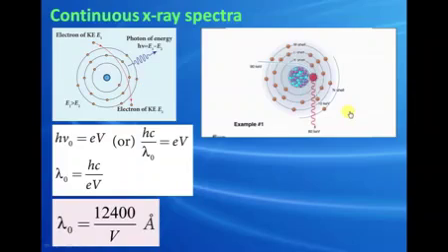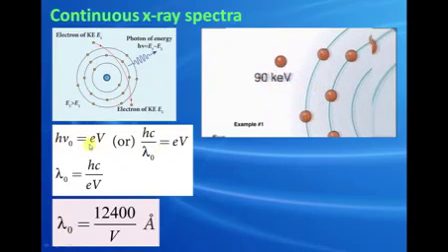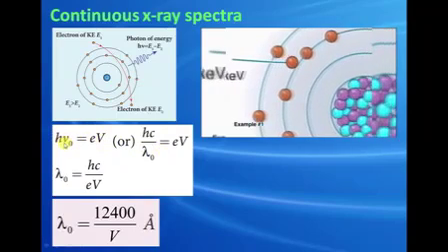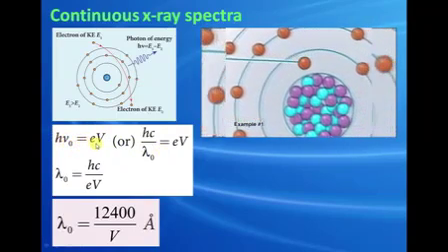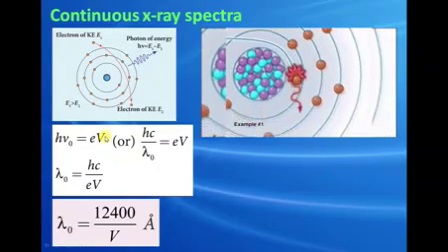The photons are emitted with all possible energies, so this spectrum is called the continuous X-ray spectrum. When the electron gives up all its energy, the photon is emitted with the highest frequency, mu naught. Here the energy of the photon is the initial kinetic energy of the electron. So the energy of the photon, h mu naught, is always equal to eV, where V is the accelerating potential.